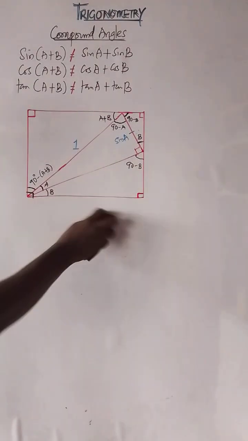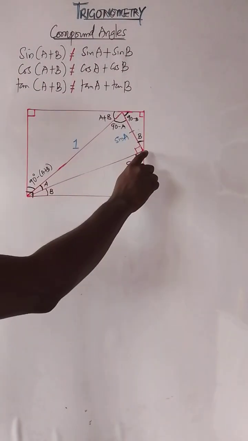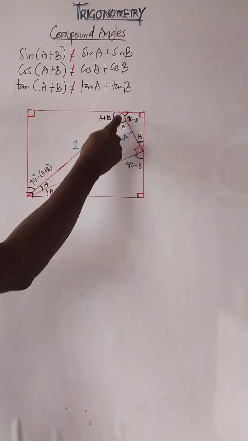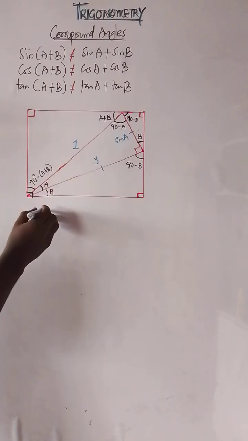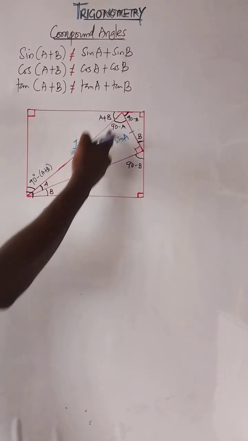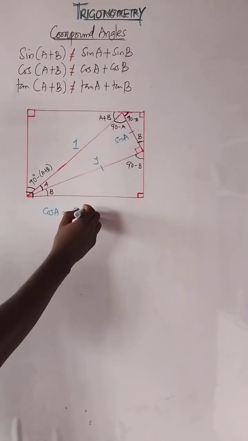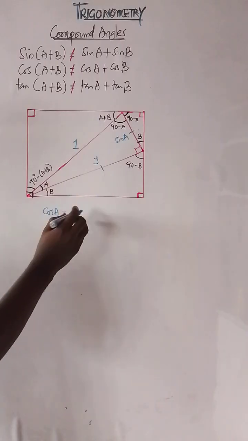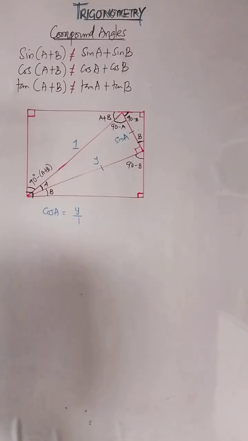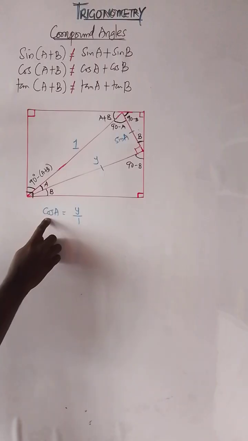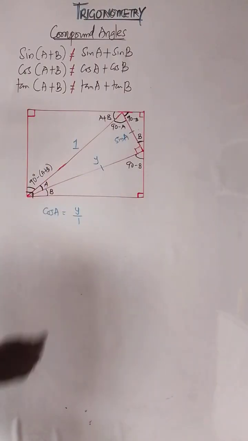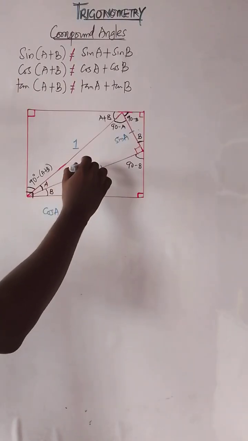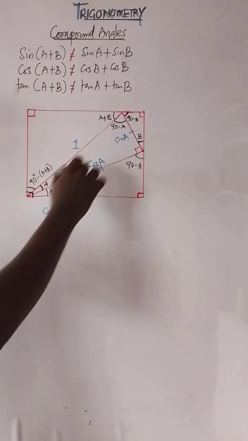Let's move on. Now let's get this. This is the adjacent. So this is opposite, this is the adjacent. Let's call the adjacent Y. So if I do cos A, it is the adjacent, which is Y, over the hypotenuse, which is 1. So cos is adjacent over hypotenuse. That's Y over 1. From here, Y equals cos A. So we can replace this Y with cos A.